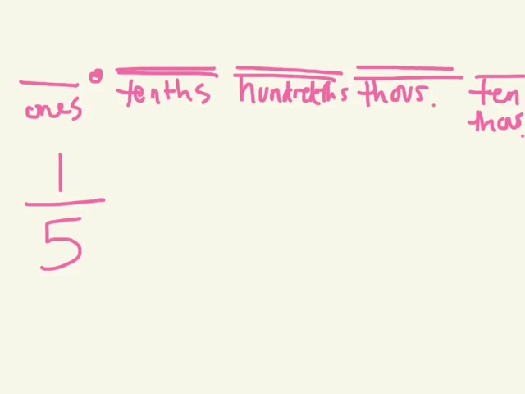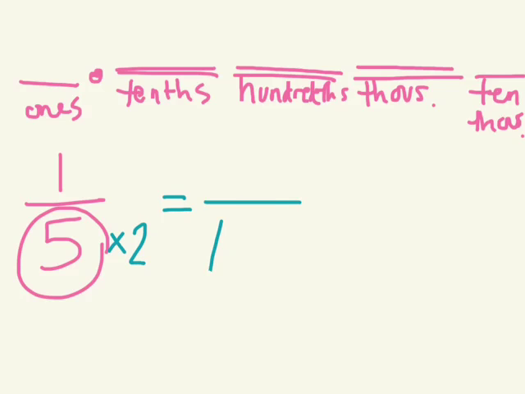1/5. I look at my denominator and I see if this number can be multiplied by a factor to give me either 10, 100, or 1,000. So I can multiply 5 by 2 to give me tenths. Now I can't just bring the 1 over as the numerator because 1/5 is not equal to 1/10. So I need to multiply the numerator by the same factor. Now I have that 1/5 equals 2 tenths.